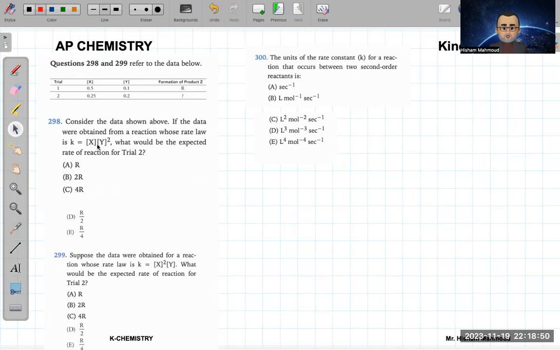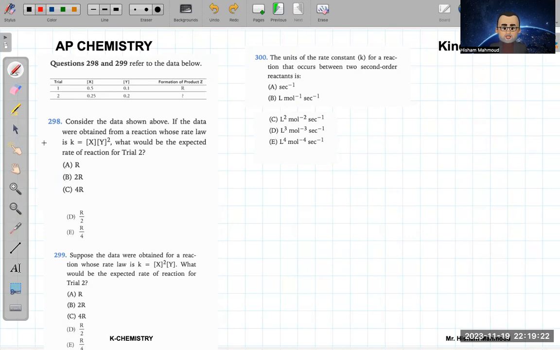If the data obtained X, what would be the expected rate of the reaction for trial 2? At trial 2, what is fixed? Nothing is fixed, right? Formation of product is R. If the data was obtained whose rate law is K is equal to X, what would be the expected rate of reaction of trial 2? Is it R or 2R or 4R?